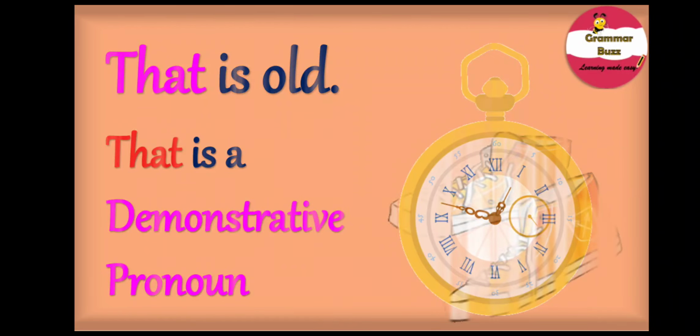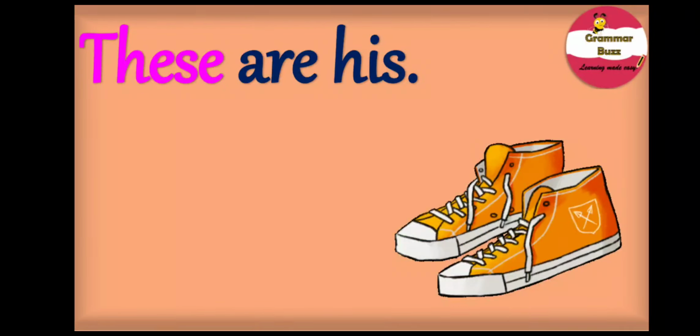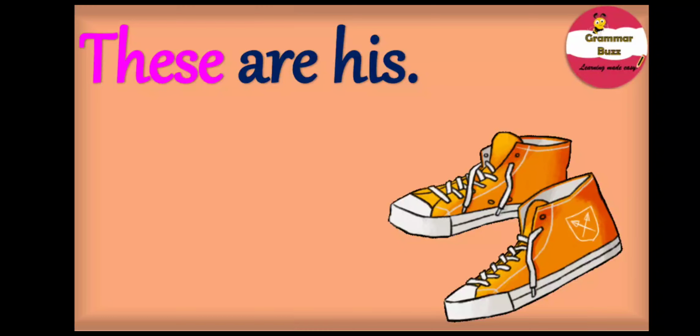So here's another example for you. And what does this say? Oh, they're a pair of beautiful shoes. And the sentence says, "These are his." In this sentence too, these is a demonstrative pronoun as it is replacing the noun shoes. Nowhere in the sentence do we find the naming word shoes. These are not modifying the noun shoes. It just stands alone. Perhaps the sentence could be, "These shoes are his." But the noun shoes has been replaced by the demonstrative pronoun these.